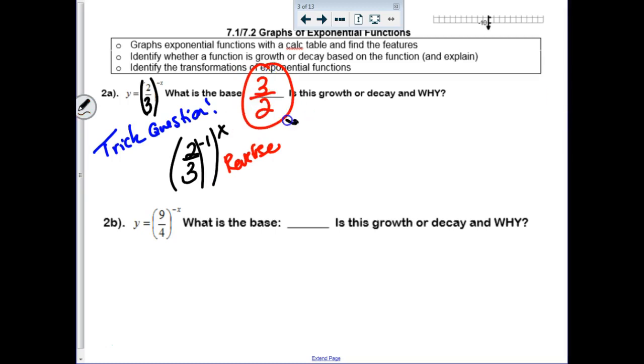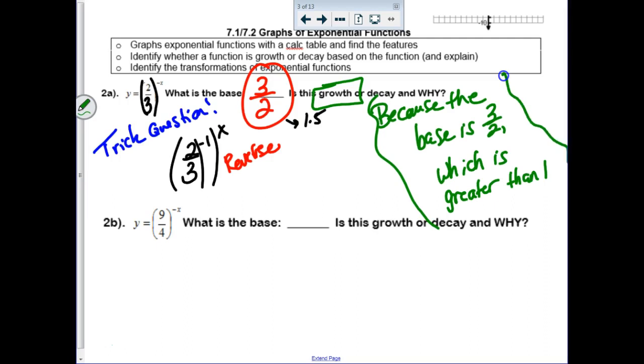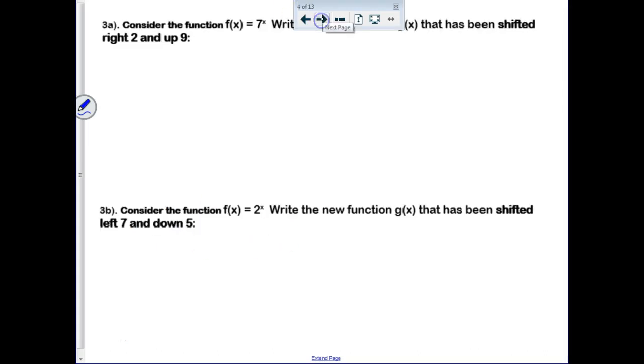Now 3/2, remember, it is exactly 1.5, right? So the question is, is this growth or decay? It is growth because the base is 3/2, which is greater than 1. So be careful. Your explanation, remember, I need a big kid explanation on that question. You can't tell me a little kid thing like it goes up or it goes down. That will not be counted correct. All right, so try those.